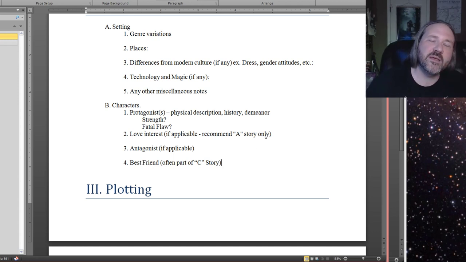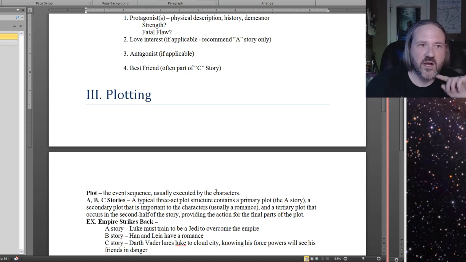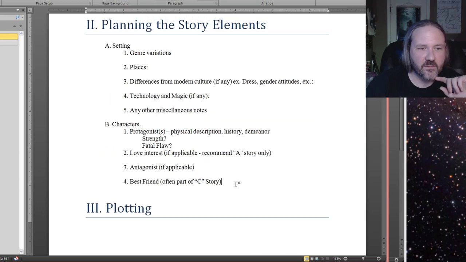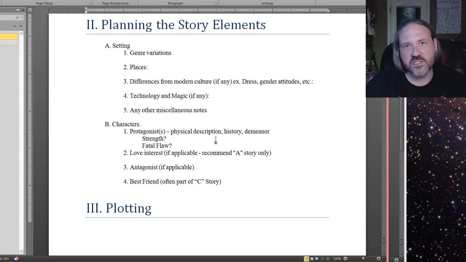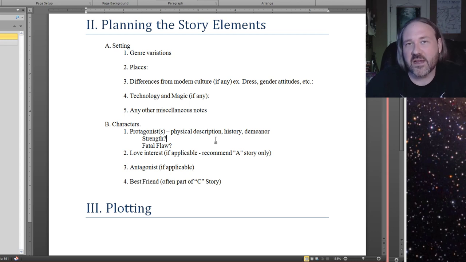If you think about ABC and protagonist, I'll talk about ABC right now, but actually I did Empire Strikes Back for ABC as the example. Your protagonist in Star Wars would be Luke, your love interest would be Leia, even though Luke and Leia don't actually get together, that's how it is in the movie. The antagonist would be Darth Vader, and the best friend would be Han Solo. Each of those has an ABC story. The A story is Luke's got to figure out how to blow up the Death Star with Obi-Wan.